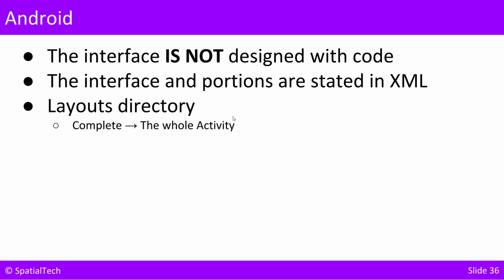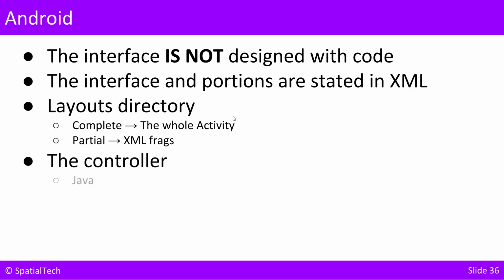If you have a complete file, not a fragment, you have a whole activity. Fragments are partial things that just describe one thing within a list or one thing within a grid layout. There is a controller class that is typically paired with that at the activity level, and that's written in Java, a different language than the interface. So here definitely two languages.